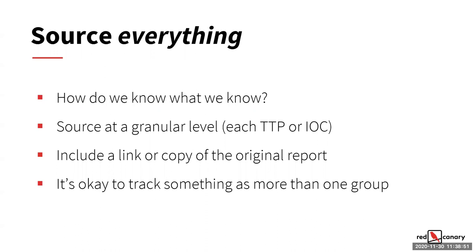The last point, it's okay if you track things under more than one group name. Because as we've talked about, there are overlaps. And so it's perfectly fine and actually good if you say this IP address is tracked as Fancy Bear by this team, and the same IP address is tracked as Sofacy by this other team. Totally fine to track things under more than one group name, because then you know exactly which names different teams have assigned to it.